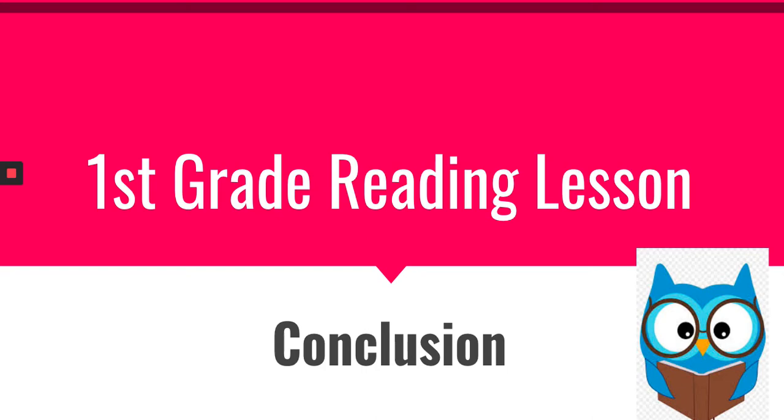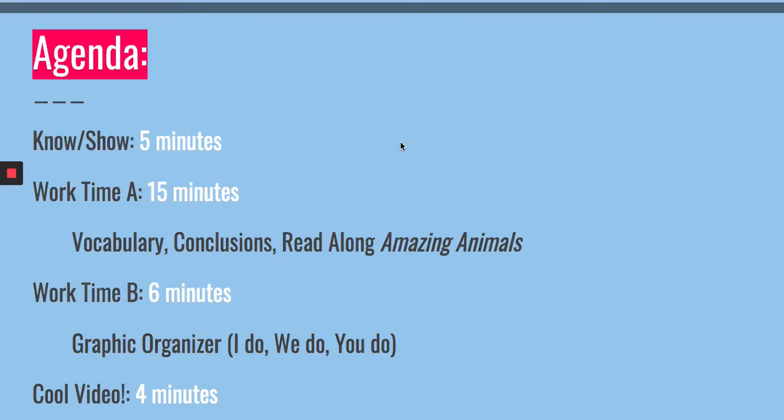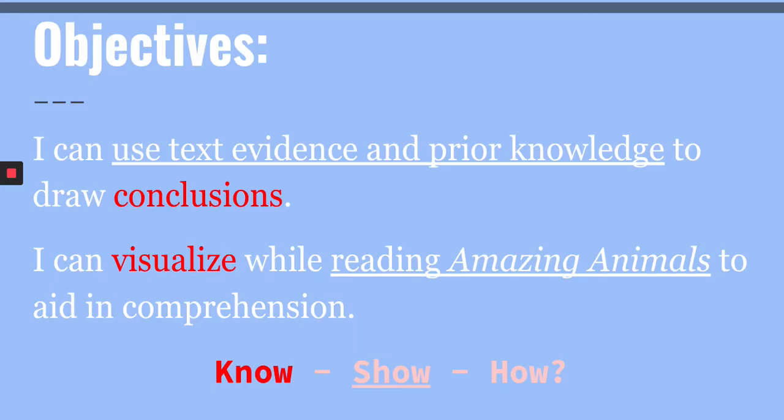So let's get started. Our agenda here shows that our know and show is going to be first for 5 minutes. Our work time A is going to be 15 minutes learning about vocabulary, drawing conclusions, and doing a read along of Amazing Animals. And work time B is going to be 6 minutes, and that's going to include doing a graphic organizer. And then at the very end, we're going to have a cool video about what we're learning about today.